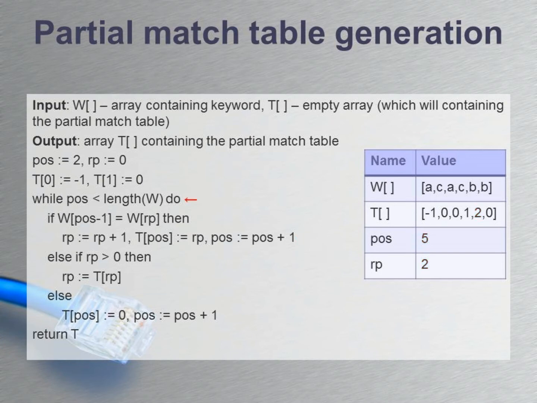The condition is still satisfied. However, now W of pos minus 1 is not equal to W of rp, but the second condition is now true. So we set rp to be equal to T of rp, which is 0. As you can see, if we continue executing this algorithm, we'll eventually fill the table.